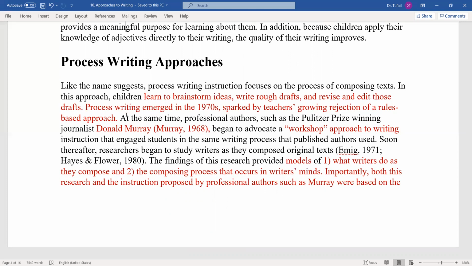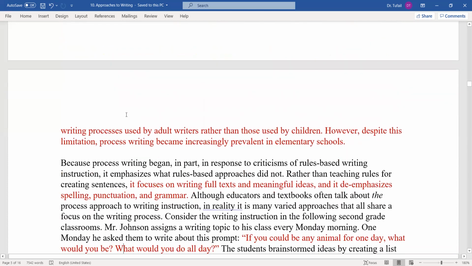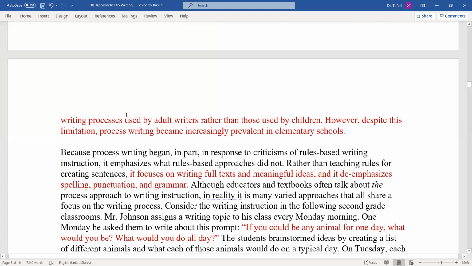He said that we should organize a workshop in the sense that students are given instructions and are engaged in doing things. Here he gave different models for writers to compose, and the composing process occurs in the writer's mind. Importantly, both the research and instruction proposed by professional authors such as Nore were based on the writing process used by adult writers rather than by children. However, despite this limitation, process writing became increasingly prevalent in elementary schools.